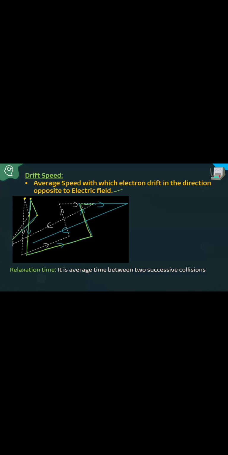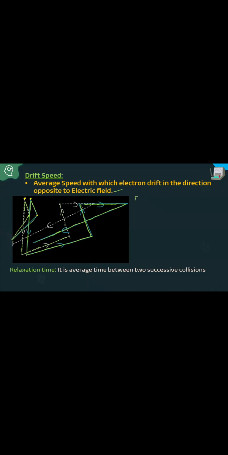Because an electric field is applied, there is a drift in the average speed with which the electron will drift. Then there is a drift in the speed of the electron after the electric field is applied. What is this average speed? That you have to calculate. That speed is nothing but the drift speed. Now, how to calculate the speed?